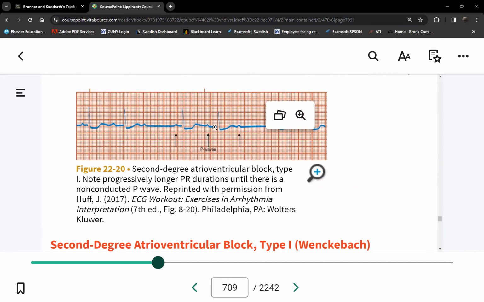But we're not missing a lot of those. As you can see also, the pattern is the PR interval is long here. It gets longer and even longer and then eventually blocked. So that's the pattern. Second degree type 1, the PR interval is long, gets longer, even longer, and then finally blocked. So that's the pattern in second degree type 1.